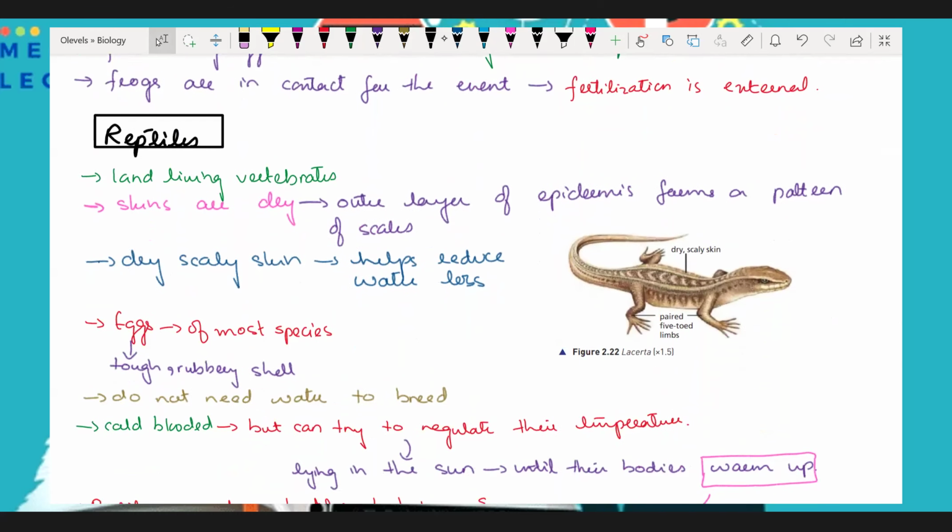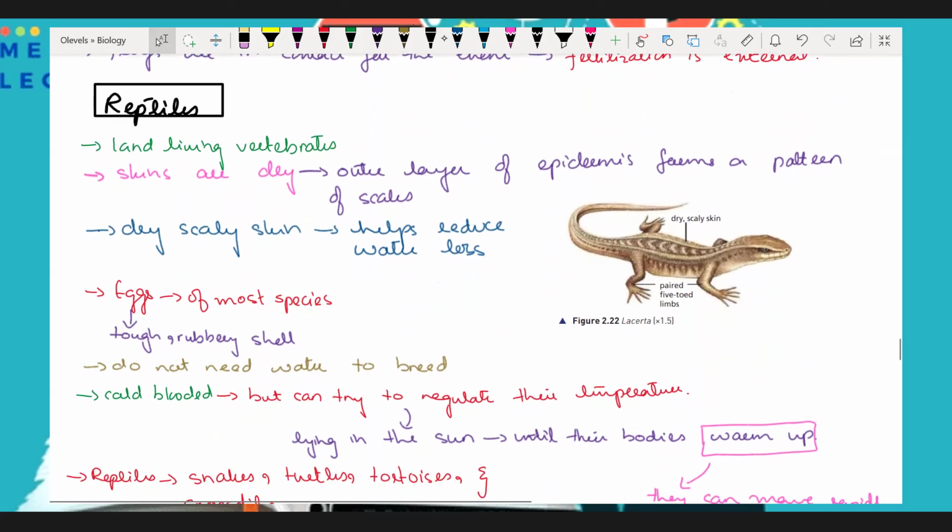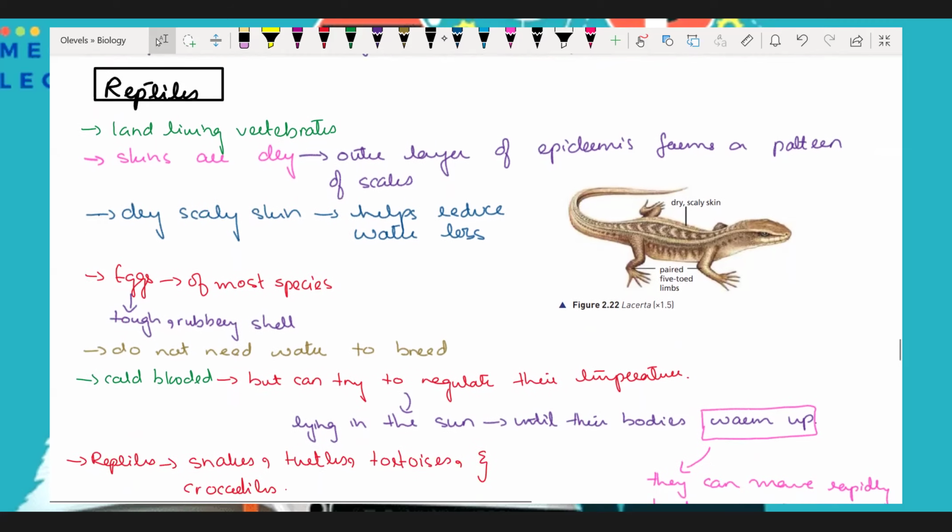Reptiles are called land-living vertebrates, and their skin is dry, and the outer layer of epidermis forms a pattern of scales. You have seen these reptiles in real life, so they have a good scaly body, right? They have dry scaly skin, and that helps to reduce water loss, right?